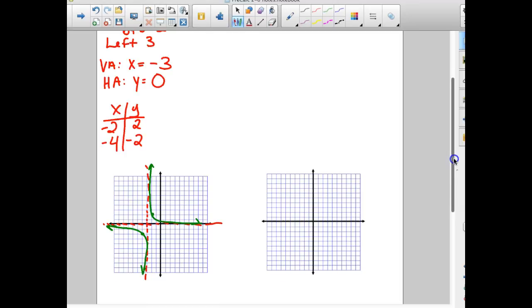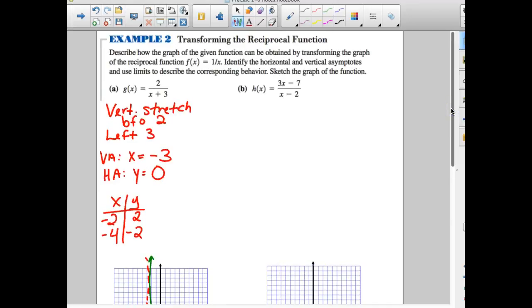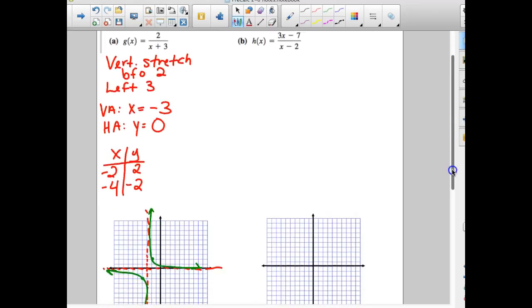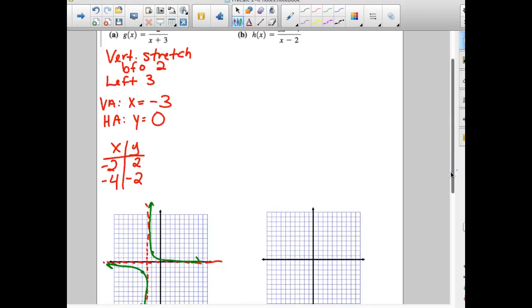Okay, the last thing they asked us to do is to use limits to describe the behavior. We're going to have 4 limit statements. One is we go to -infinity, one is we go to +infinity. Then we're also going to have what happens as we approach the vertical asymptote from the left, what happens as we approach the vertical asymptote from the right.